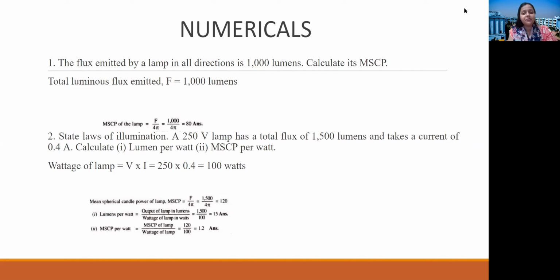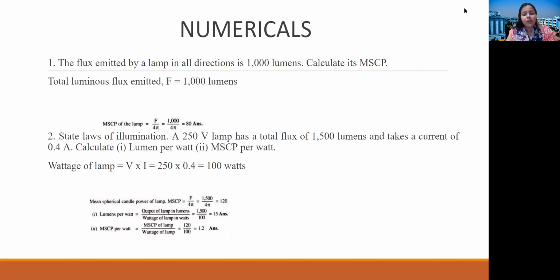In this problem, the total flux is given. What is the MSCP? Putting it in the formula, MSCP will be F by 4 pi, so it's 80 as the answer. Next, state the laws of illumination. We have already studied the laws of illumination.